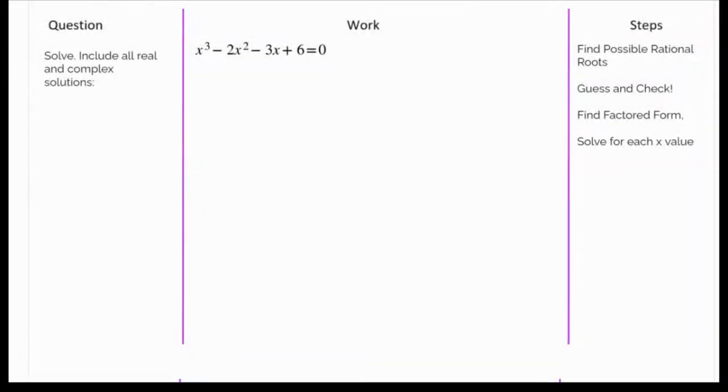Here we're asked to solve and include all of our real and complex solutions. When we're asked to solve, we're looking for the zeros, right? We're looking for the x values that would make this equation true or make the equation equal to 0. So let's find those roots and those zeros here by first looking at the possible rational roots.